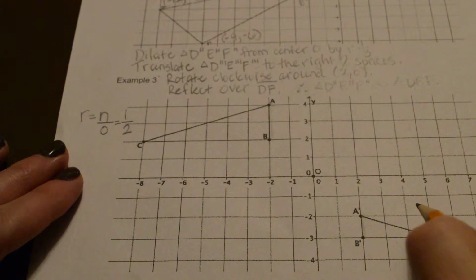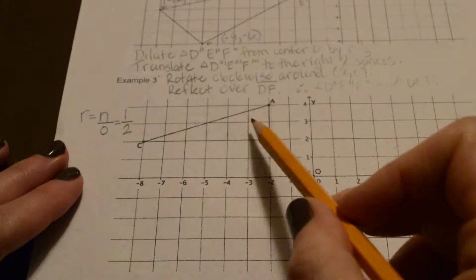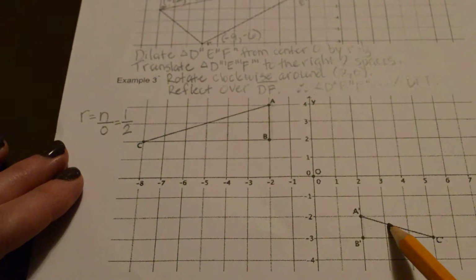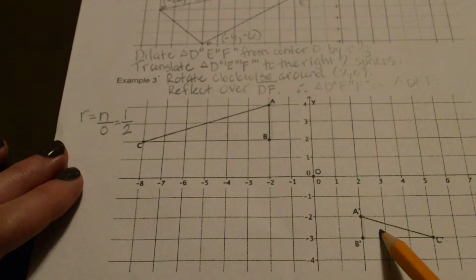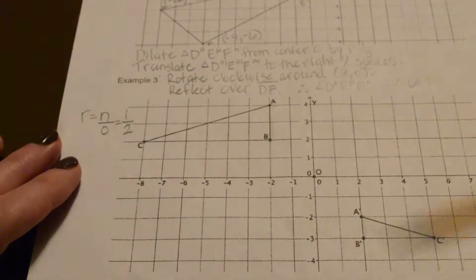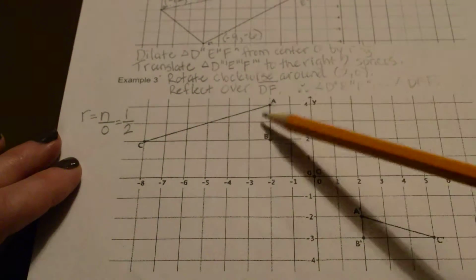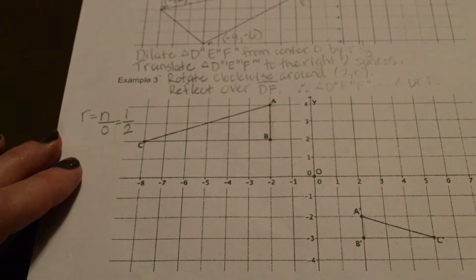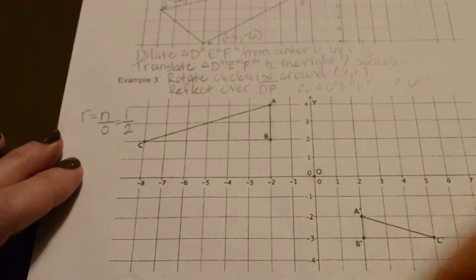So I want to map. I could go either way. I could map ABC onto A prime, B prime, C prime, or I could map A prime, B prime, C prime onto ABC. Let's go ahead and take the bigger and map it onto the smaller. And since we're becoming smaller, we're going to use a scale factor of 1/2. We're going to dilate from center point.